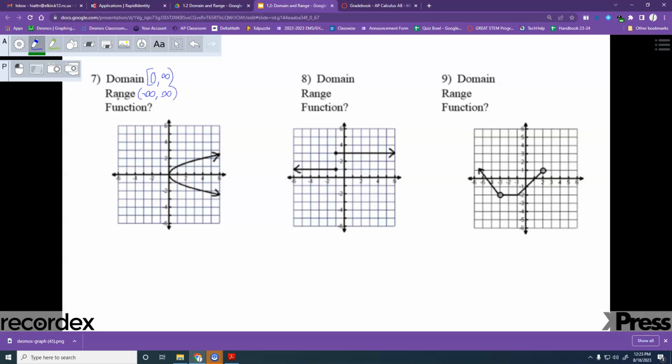Okay. Caroline, is that one a function? For number 7? No. It does not pass the vertical line test. It's going to hit twice, for sure.